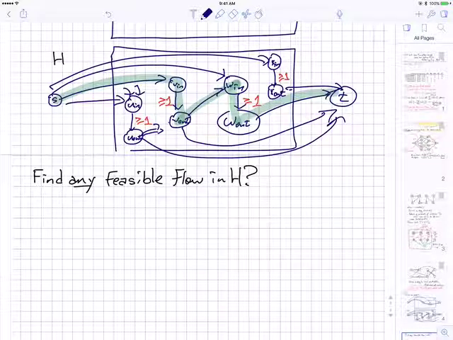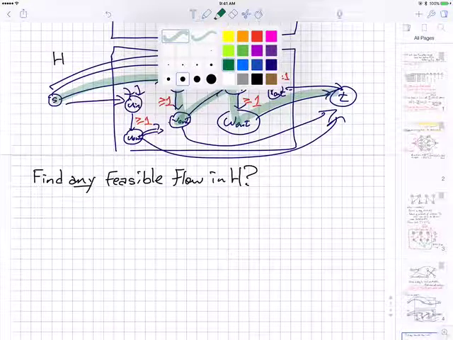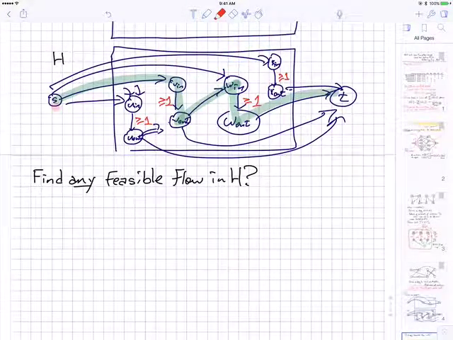Right. So what were you going to say? Yeah, so just a path along S to U in, U out to T for every U. Right. So I just take these paths that go S to U in, to U out, to T for every vertex U in the original graph. Yes.